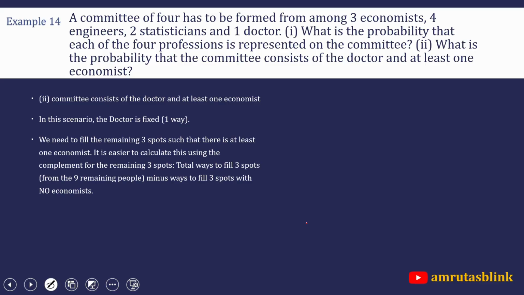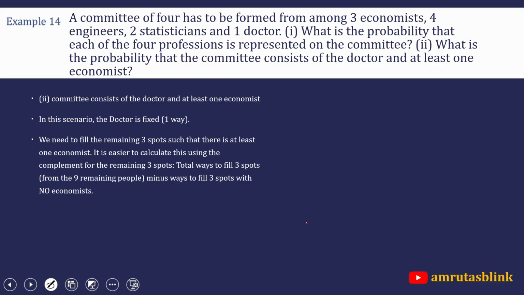So the total number of ways to fill these 3 spots from 9 people. Now why 3 spots and 9 people? Because we had already filled 1 spot by the doctor. That's why now we don't need to select 4 spots, but only 3, and there were a total of 9 people, but the doctor was already selected, and there is only 1 doctor. So we need to fill the remaining 3 places with the remaining 9 people only. That's why the total number of ways to fill these 3 spots is from 9 people.